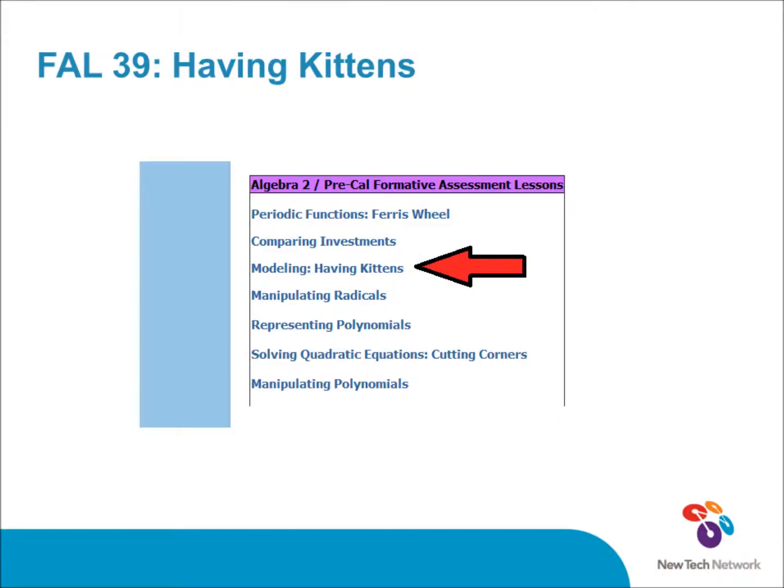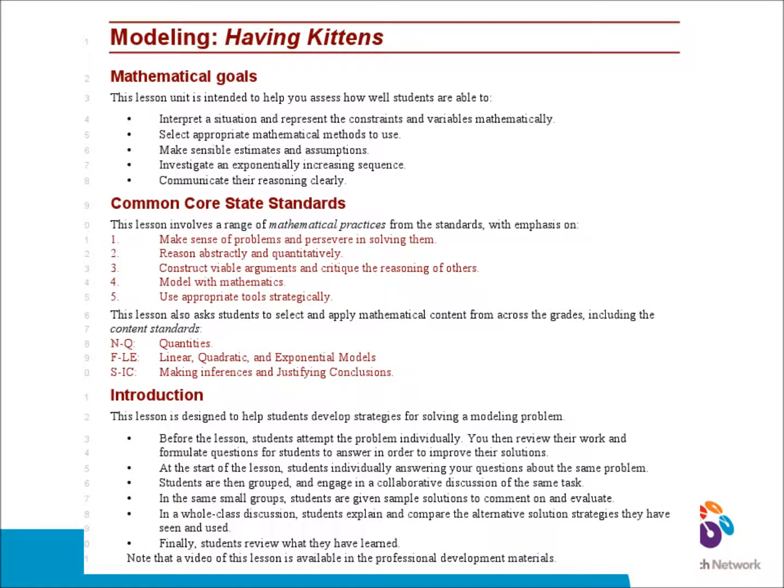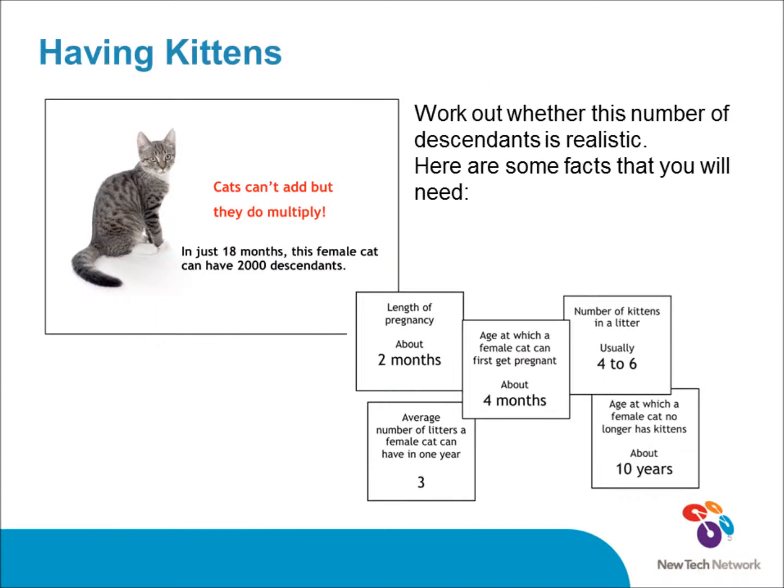This is FAL 39, and it's called Having Kittens, and it's intended to promote mathematical modeling and knowledge about exponential growth. The facilitator notes are rather extensive and can include standards, lesson outlines, and even Socratic questioning techniques. You can see that the standards align directly to the Common Core State standards as they were written explicitly for them. Students begin individually by attempting to answer this problem.